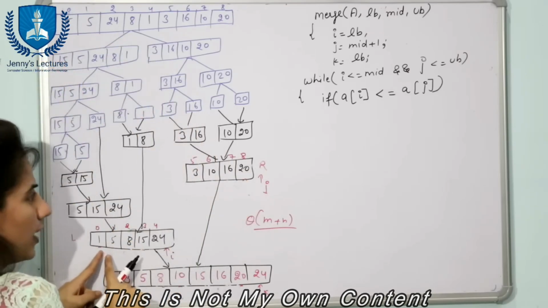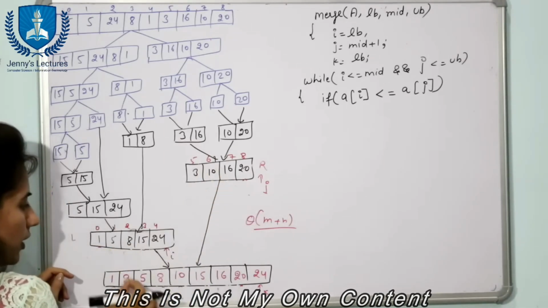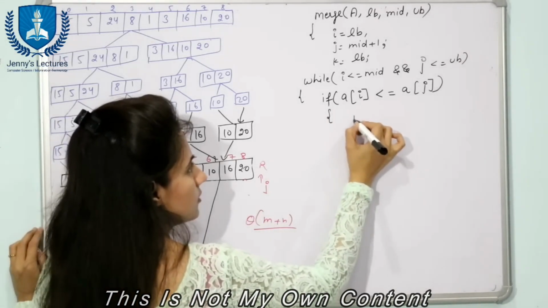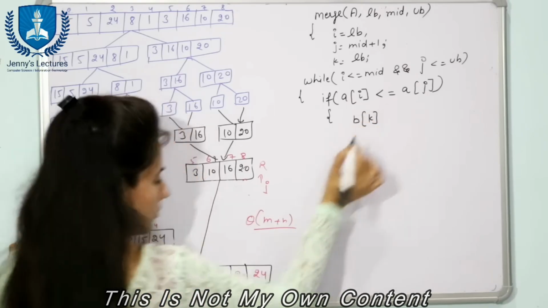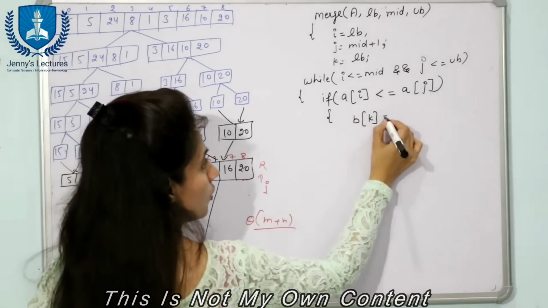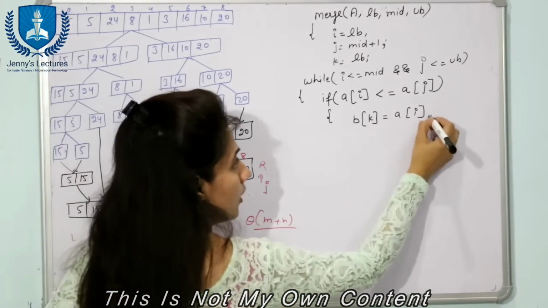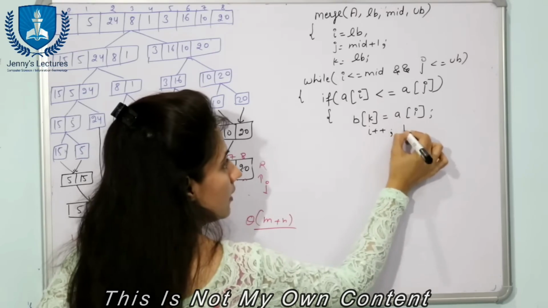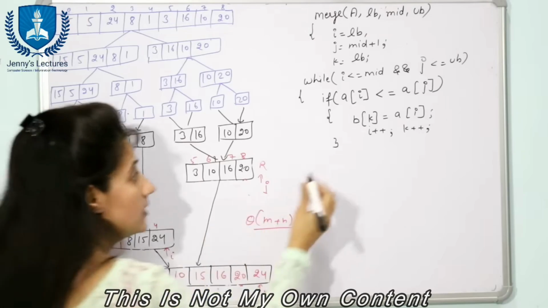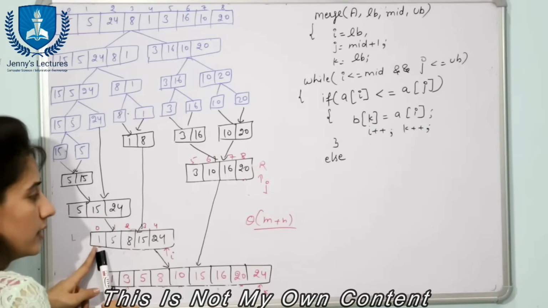So if a of I is less than or equal to a of j, then what will you put? You will put a of I into this array. So we take another array, whose name is b. So b of k, we have taken one variable k, so b of k is equal to a of I. Fine. And next, I plus plus and k plus plus, right? Else, suppose this a of I is not less than a of j.